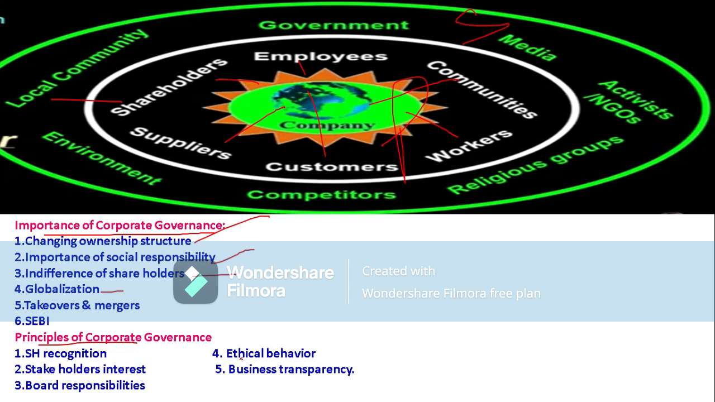And another one is business transparency. The main principle is that transparency should be protected by corporate governance. Each and every aspect of the organization should be transparent, should be known to the stakeholders of the organization. What is going on in the organization, each and everything should be known to the stakeholders. It means corporate governance sees whether business transparency is being protected or not.